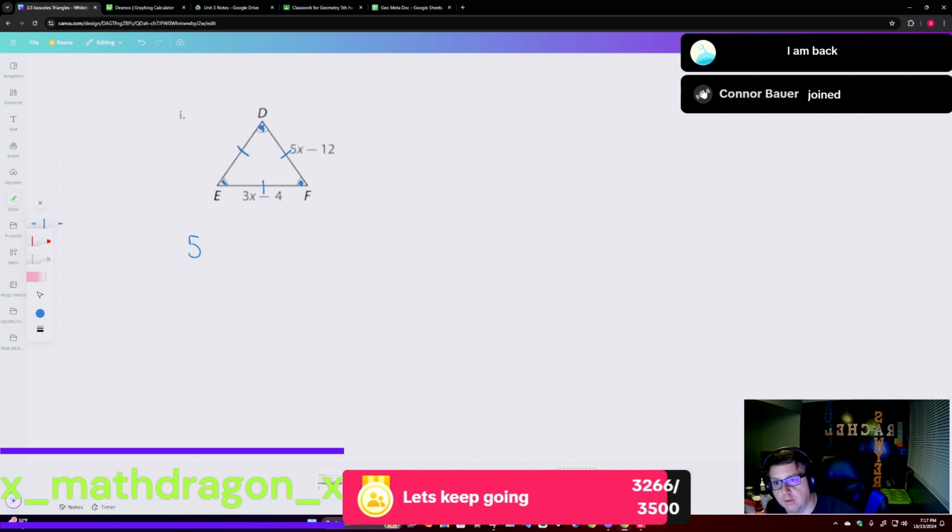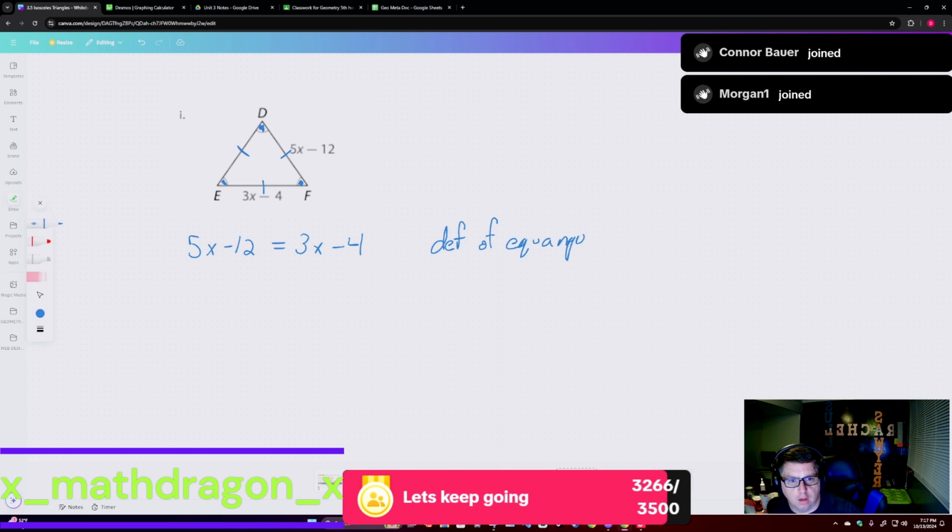So for this one, we're going to do 5x minus 12 equals 3x minus 4. Our justification is we can use the definition of an equiangular triangle. So if I know all 3 angles are equal, I know all 3 sides are going to be equal. So I can set 2 of the sides equal to each other.